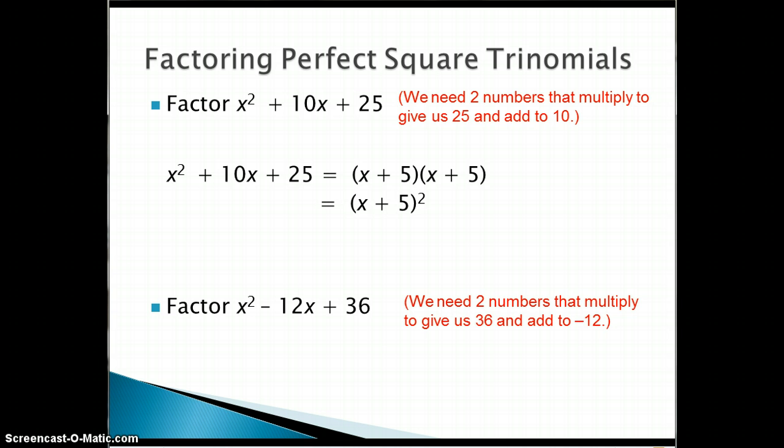So did you think of those numbers? Those two numbers are negative 6 and negative 6. So we place those in the parentheses with the x's. And notice that once again we have a binomial times itself, so we can always simplify that by writing it as x minus 6, the quantity squared.